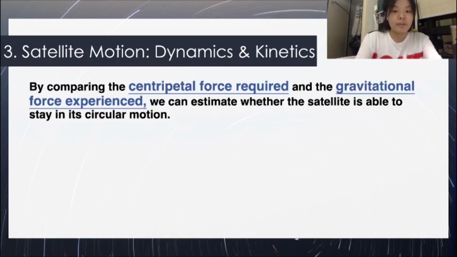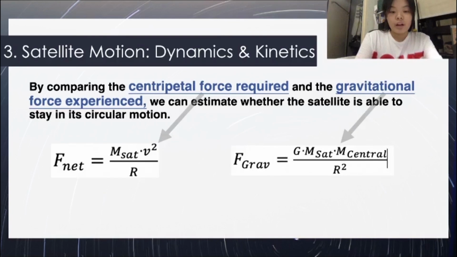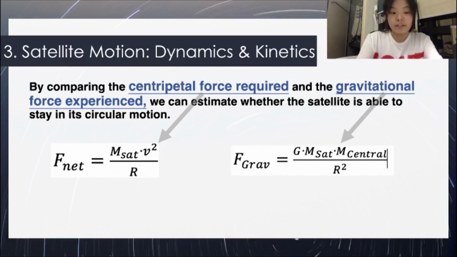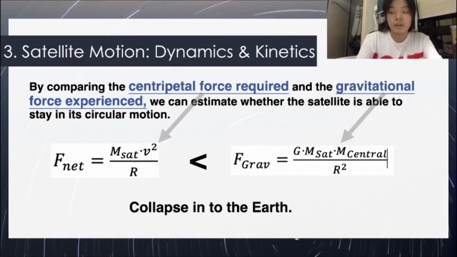By comparing the centripetal force required and the gravitational force experienced, we can estimate whether the satellite is able to stay in circular motion. If the centripetal force required, given by the equation on the left, is bigger than the gravitational force, then gravity cannot hold the satellite in its orbit, so it will drift out of the orbit. In the other scenario, if the required force is smaller than the gravity, then it will collapse into the Earth.